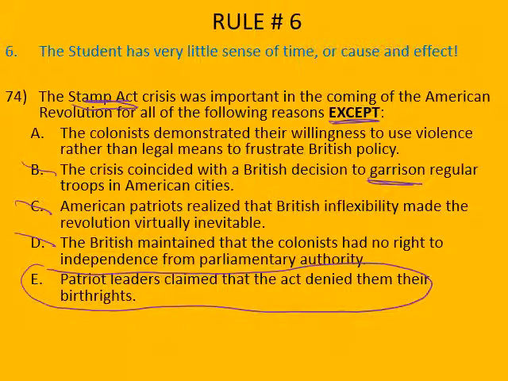Basically, birthright is what you feel entitled to, British citizenship, things like that, because of your background, right? Our birthright is to be an American citizen, okay? Patriot leaders never made any claims that they were denied the right to be a British citizen. In fact, just the opposite is true. They want representation because they are British citizens. You understand? Okay, so good stuff there.